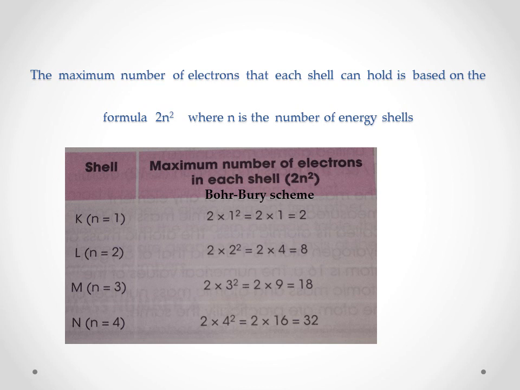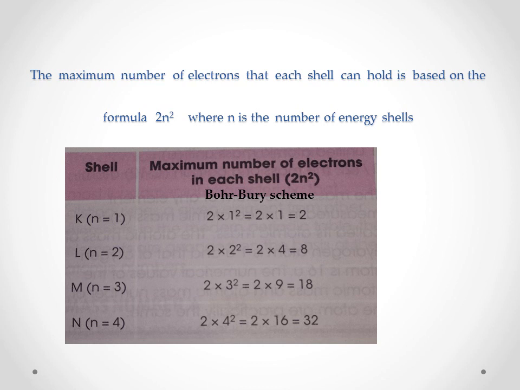Same way, for L shell, it is the second shell. Then what will be the number of shell? n equal to 2. And the maximum number of electrons in L shell is 2 into 2 square, that's equal to 2 into 4, which is equal to 8. Third shell is M shell, therefore n equal to 3. And based on the formula 2n square, the maximum number of electrons in M shell is 18. It means that the third shell can accommodate a maximum number of 18 electrons only.